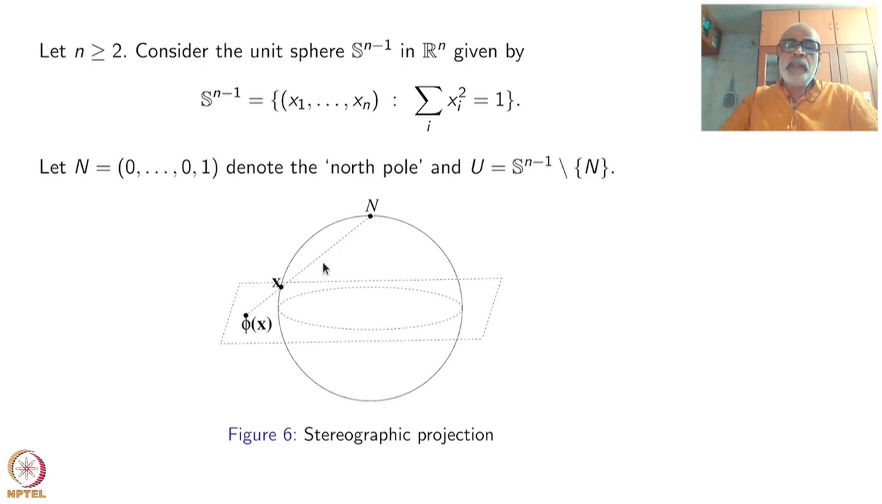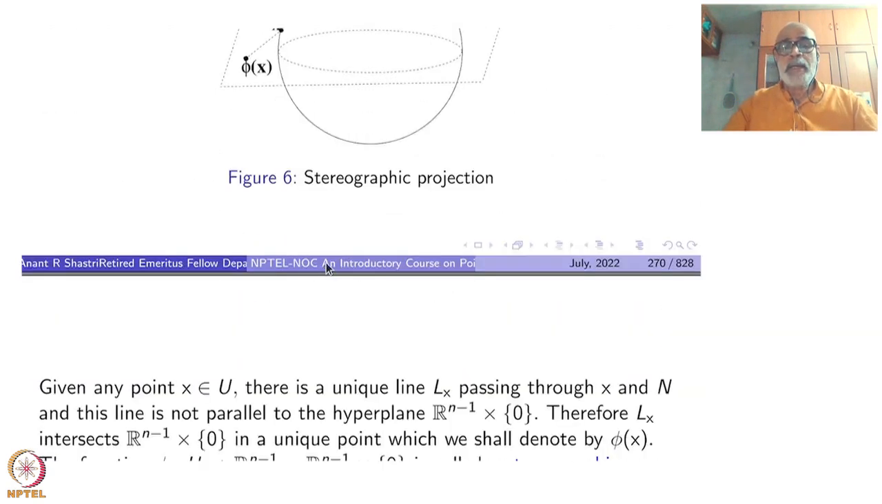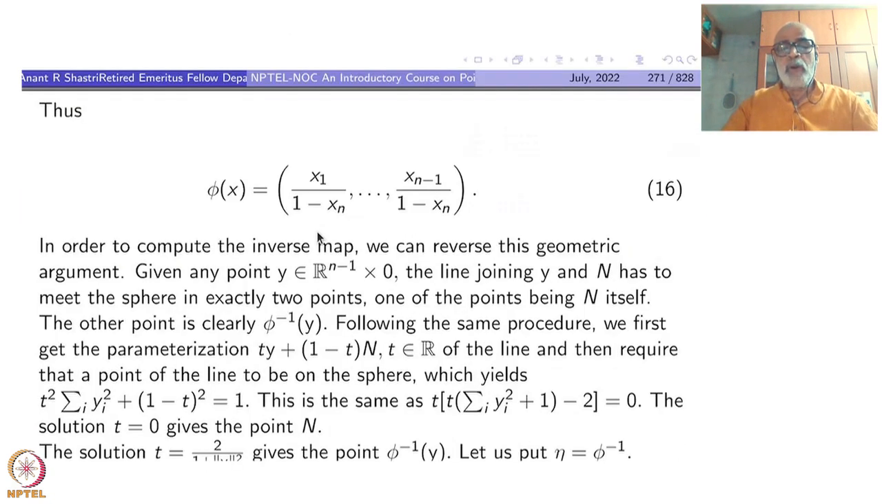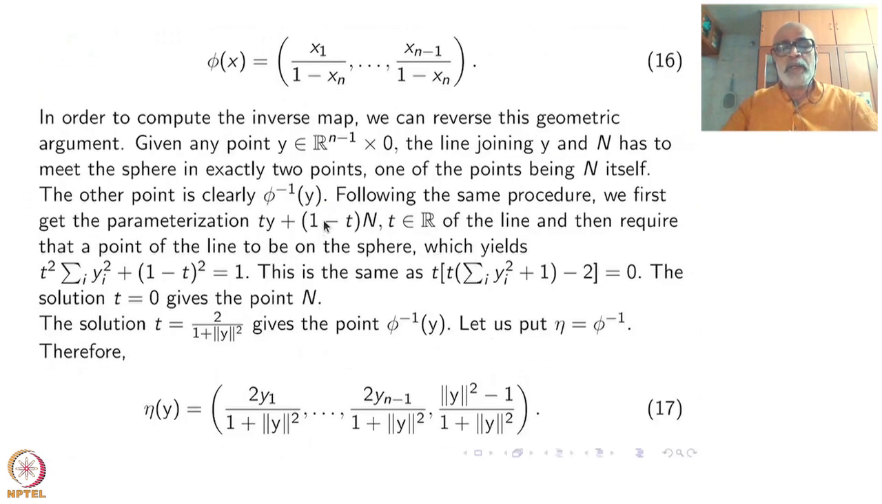Okay, how to do that? In the parametric form of this line, you have to put the condition that the point x, whatever we want to solve for, lies on the sphere. So that will give two solutions, x and N. We already know one solution, so the other solution is very easy to determine. Okay, so that is the geometric way of saying it, as well as how to get the formula also.